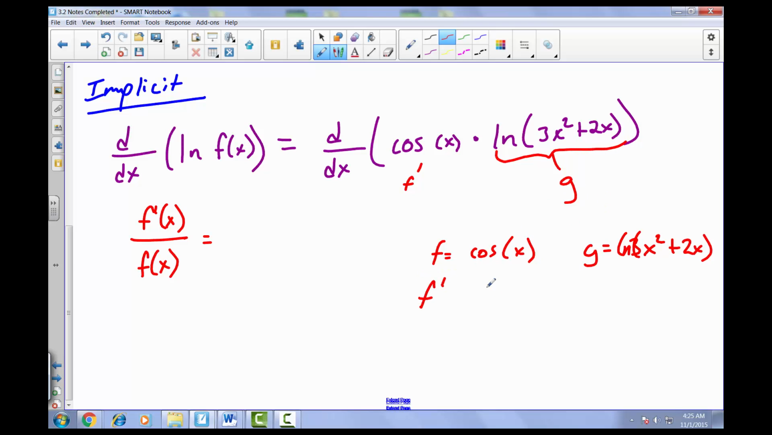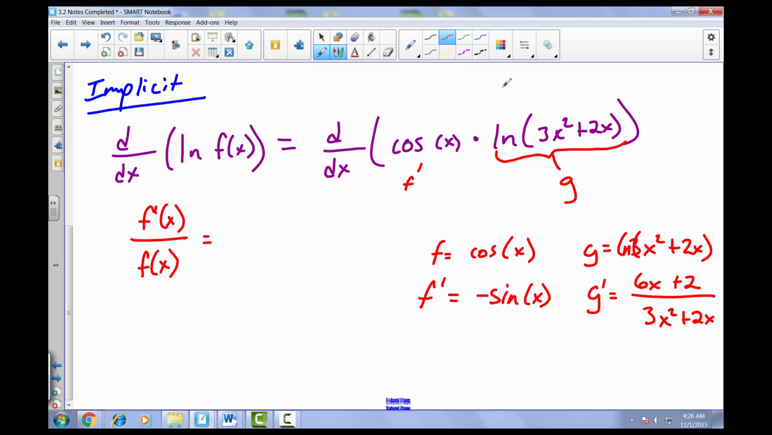Taking the derivatives of each, we end up with f prime coming out to be negative sine of x, whereas g prime, there we actually have to go ahead and use one of the properties with derivatives with logs. When you actually try and take the derivative of this, we know that again it's the derivative of this piece on top, so that would be 6x plus 2 divided by the original function that it was, so 3x squared plus 2x. So there would be our g prime now.